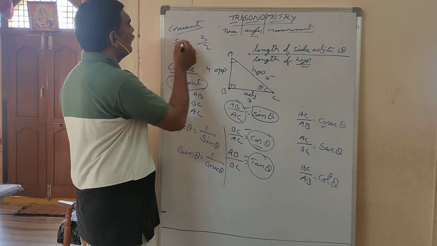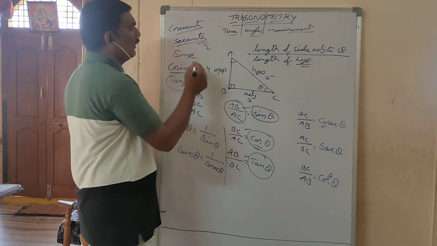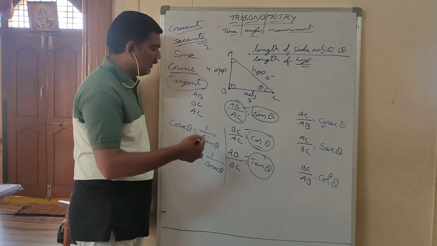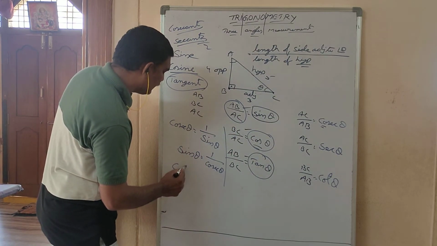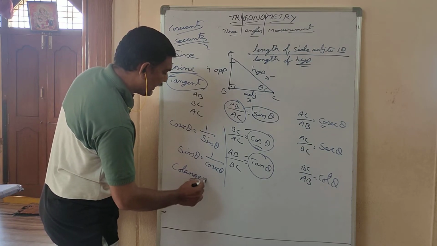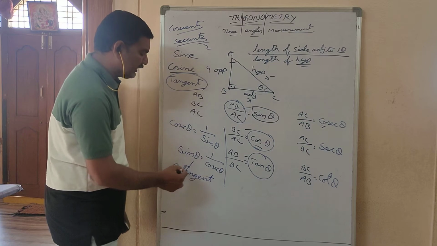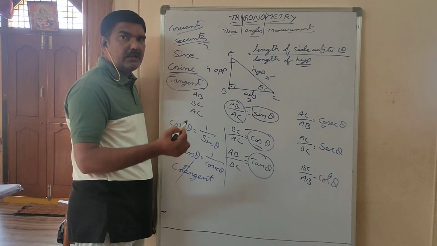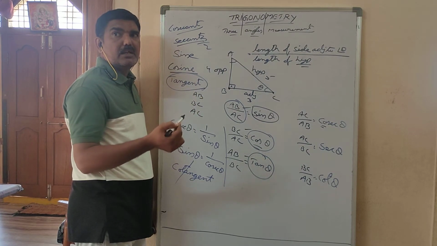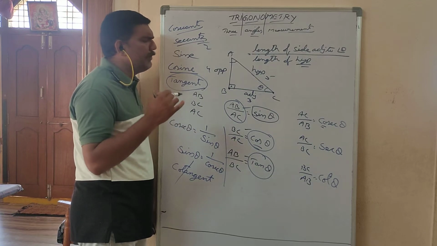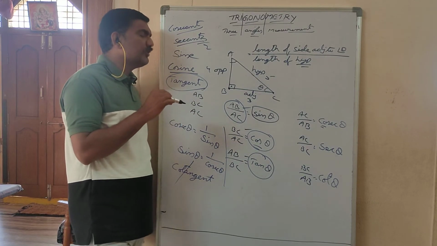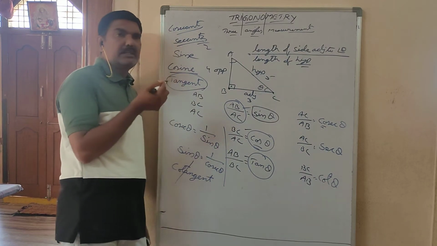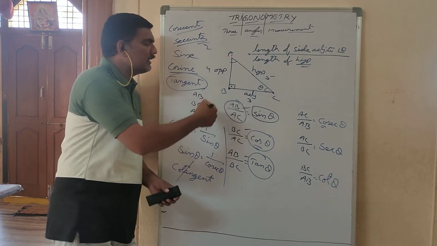Tangent's reciprocal is cot. The full form of cot is cotangent. In cotangent, they took the first three letters and it became cot. So sine, cos, tan, cosecant, secant, cot: these are the 6 main important trigonometric ratios. Define secant theta, define cot theta, define sine theta. You can write them. These formulae are important.